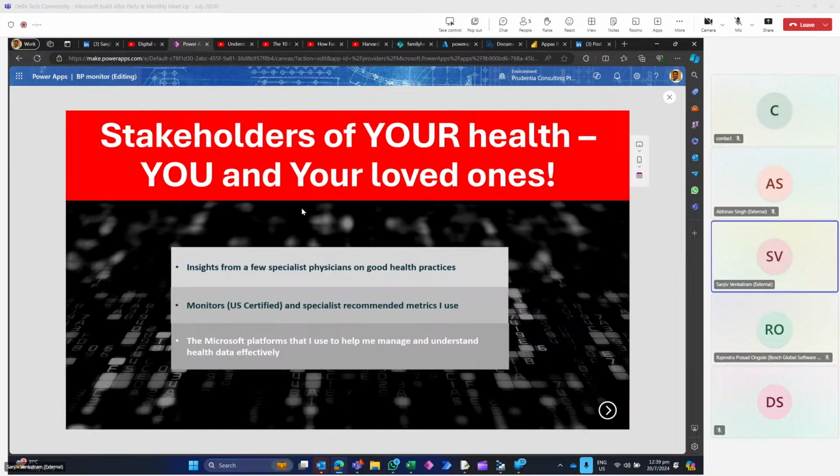As they say on a flight, when there is trouble, you put your mask on before you put the mask on someone else. So the focus is on you and then your loved ones, right? So that's the whole story here.